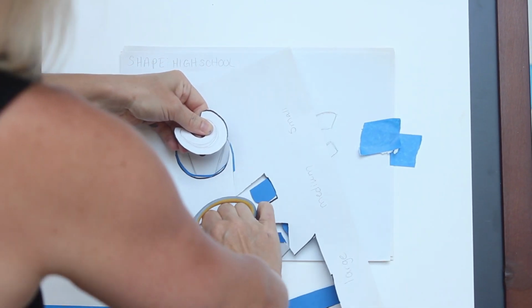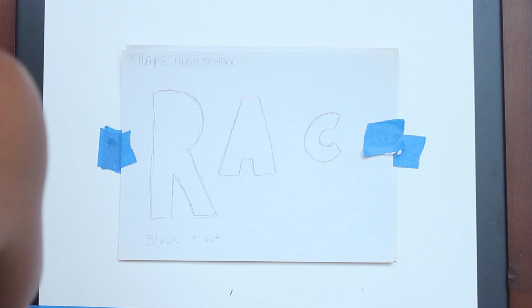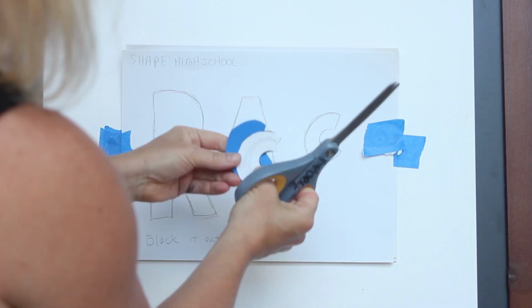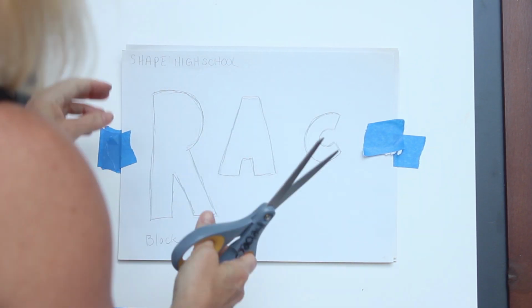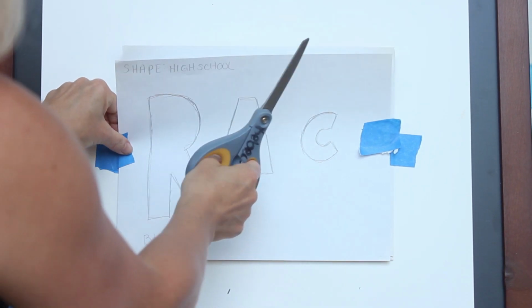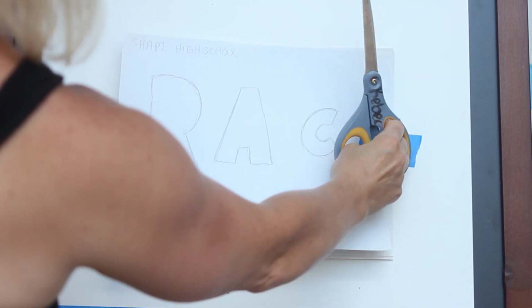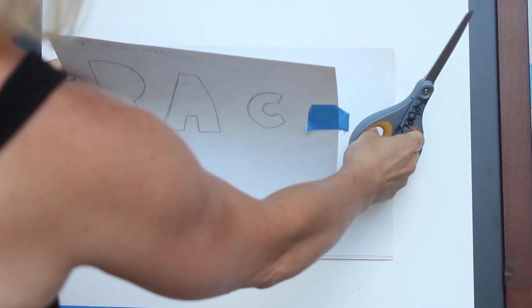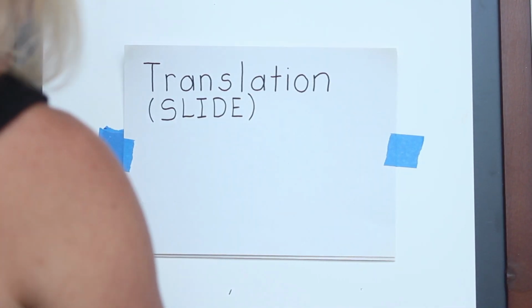Okay, and then you could just throw that scrap to the side. We don't need it anymore. So now you have your letters. Now, we're going to make a logo out of this, but we're going to mess around with the letters now.